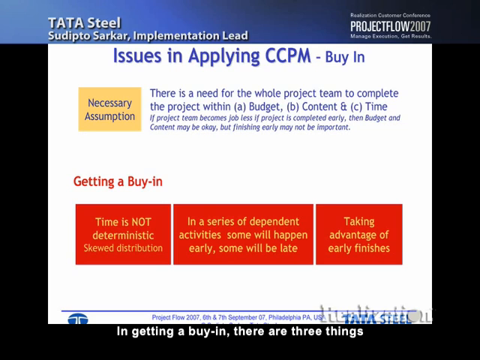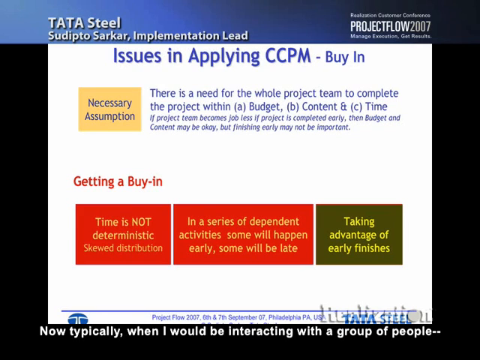In getting a buy-in, there are three things that we typically try to get a buy-in on. The first one is that time is not deterministic. The second one is that in a series of dependent activities, some will happen early, some will happen late. And the third one is how to take advantage of early finishes.